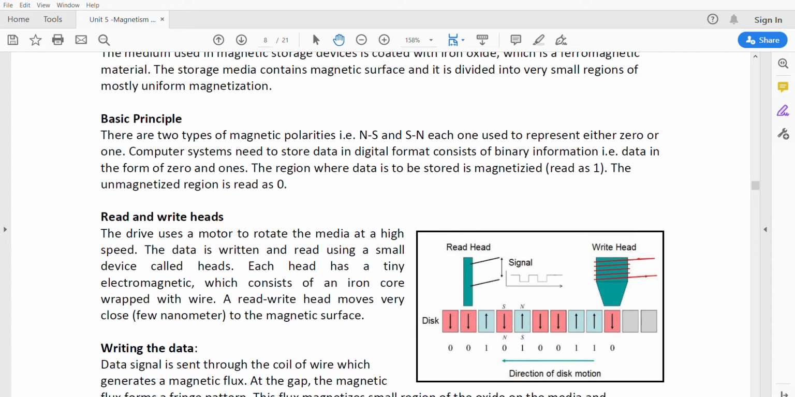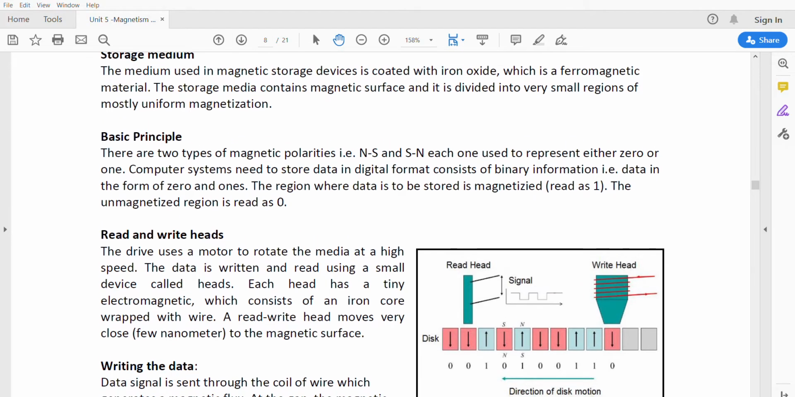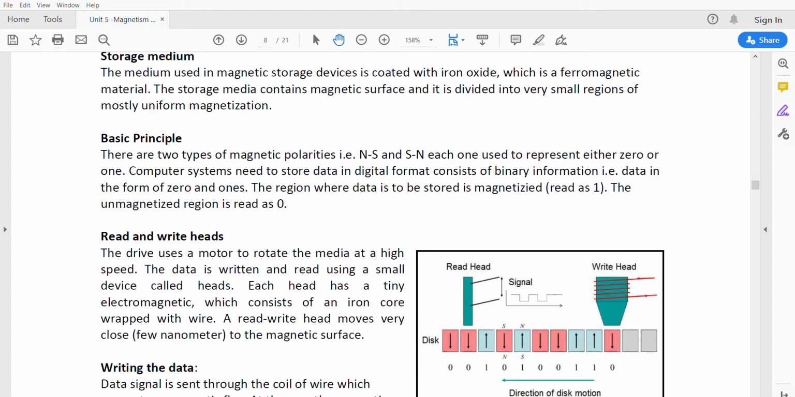Here only one thing we have to remember: the storage medium is coated with iron oxide, which is ferromagnetic, and the storage medium is divided into small regions, magnetized portions and unmagnetized portions. North south portions are considered as the ones, south north portions are considered as the zeros, and the same data is transferred from the write head to the disk or medium. The data is stored in the form of zeros and ones.